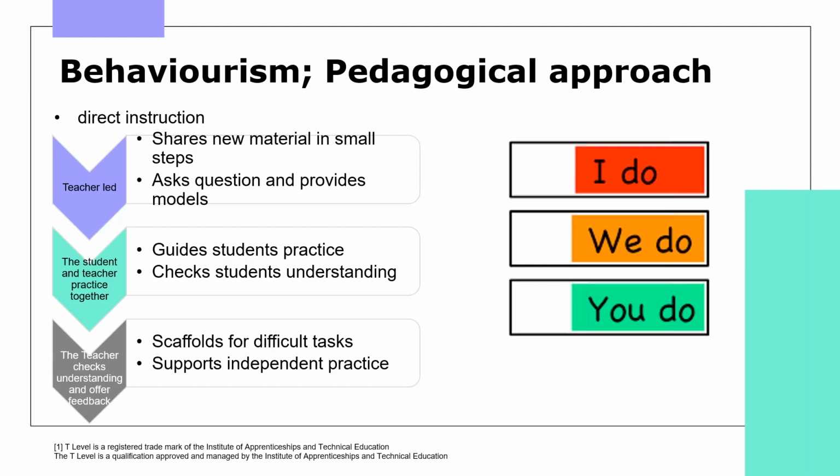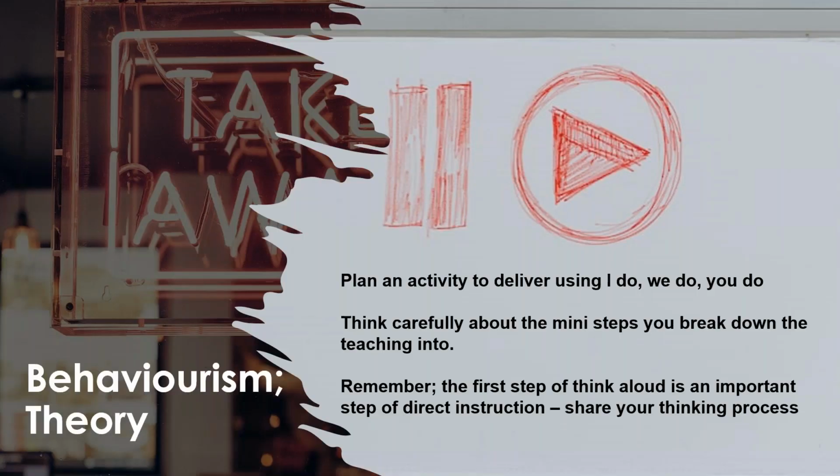Then students apply the strategy in pairs or groups. We do. And you can adjust your instruction based on your observations at that point. And then the you do stage, students practice the strategy independently. Again, pause the video at this point to extend your discussion with your peers.